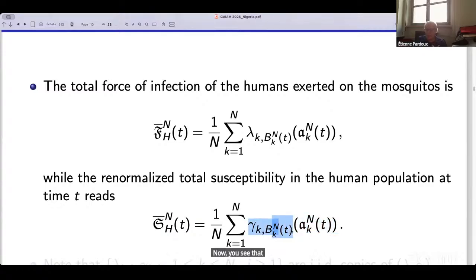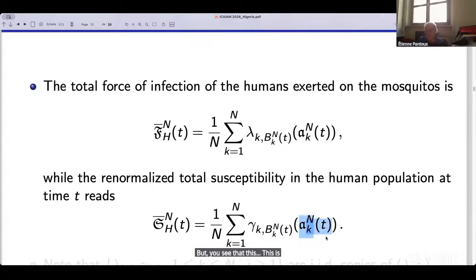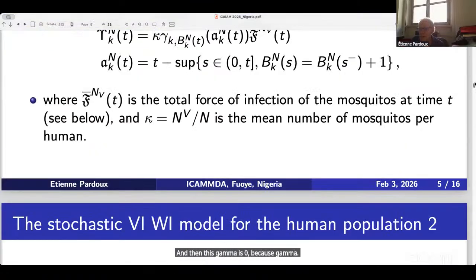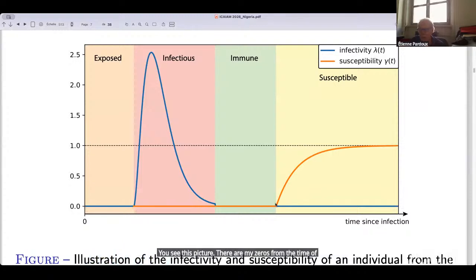Now you see that this function gamma, I'm not supposing it is increasing as a function of its last argument. I have not assumed it increasing, but on my picture, I put it as increasing. It's reasonable to assume that it is increasing. But you see that this is the time since the last infection. As soon as gamma is strictly positive, you can be reinfected. When you are reinfected, then of course this is replaced by 0. This jumps back down to 0, and after infection, gamma is 0 for quite some time. You see this picture. Gamma is 0 from the time of infection up to here.